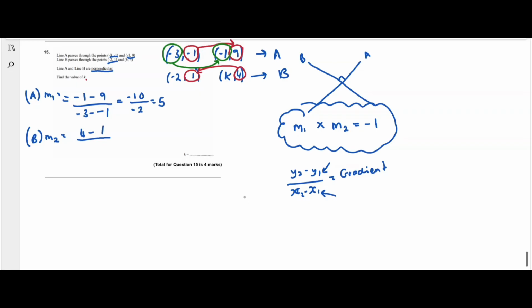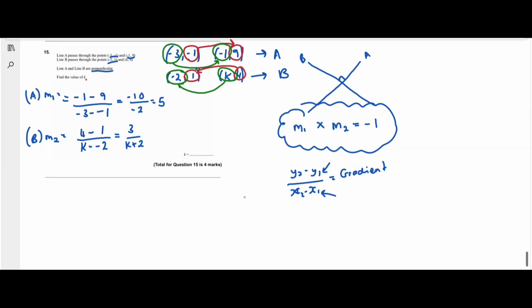And then if I do my x coordinates in green, I'm going to go the same way. So starting on the right, going to the left, it's K, take away -2. Don't forget you're taking away negative. K, take away -2. So 4 take 1 is 3. And when you're subtracting a negative, you are actually increasing. So that is going to be K add 2. So that is my expression for the gradient of line B.